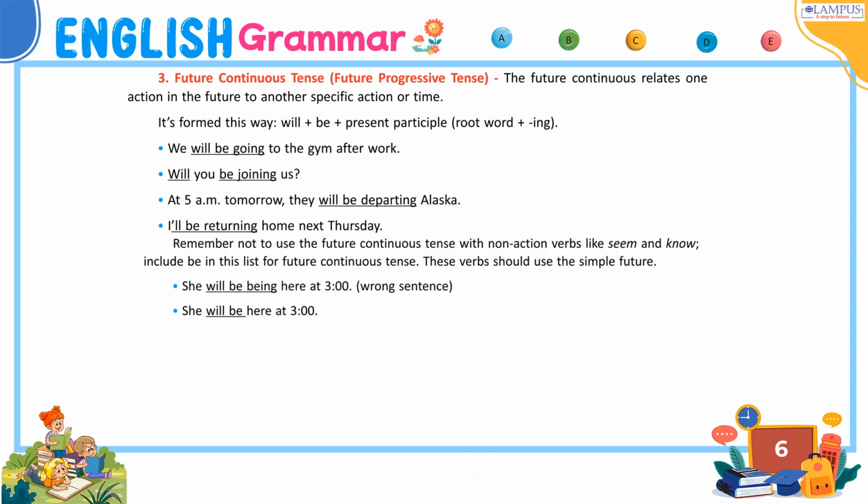3. Future continuous tense, future progressive tense. The future continuous relates one action in the future to another specific action or time. It's formed this way: will plus be plus present participle, root word plus ing.